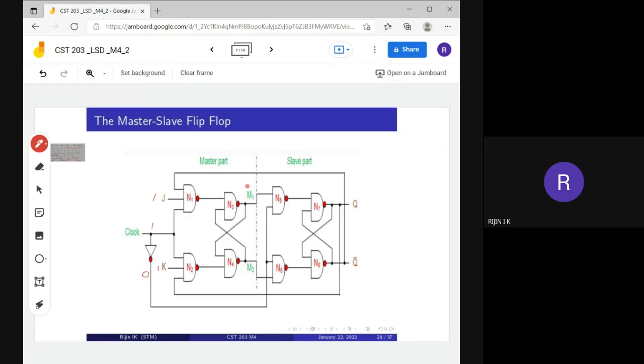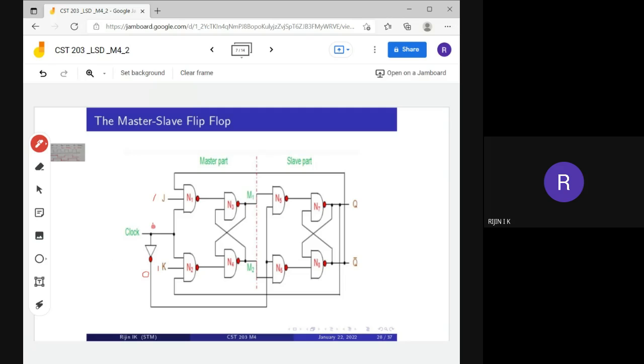So M1 and M2, that means the master part is active and the slave part will be inactive, because here is where we give the clock. The master part will be active; the clock is not given here, it is 0. So since this is inactive, that state we will call the memory state. Then we can do the next situation.